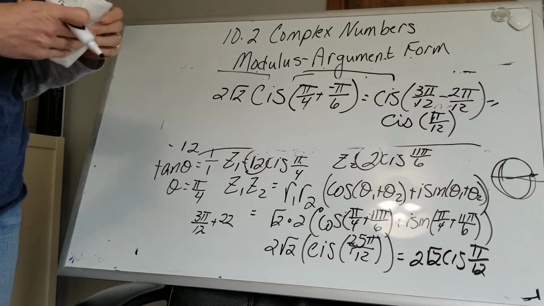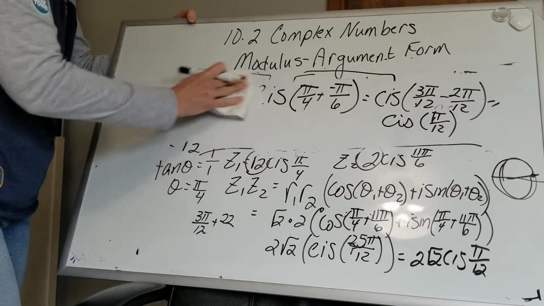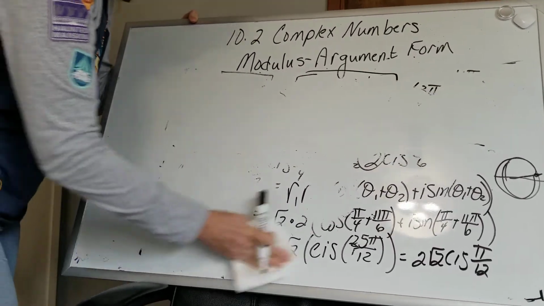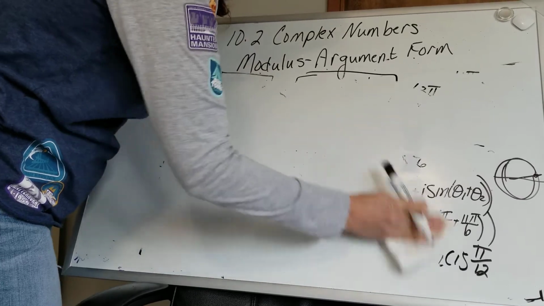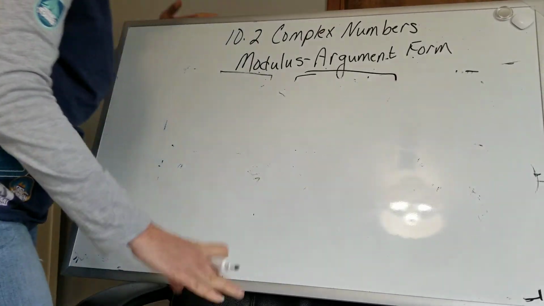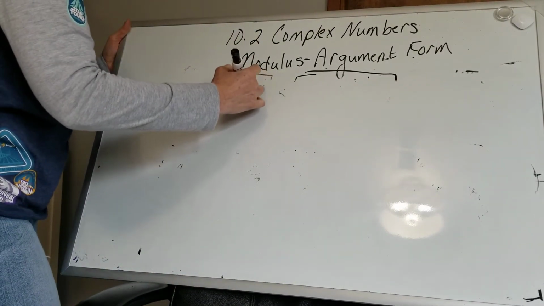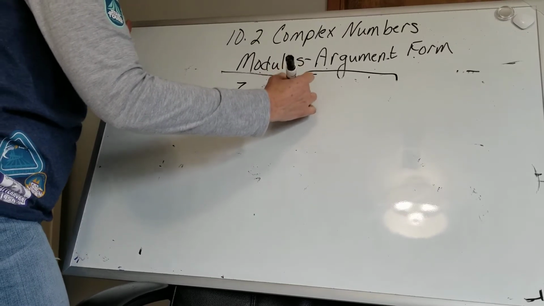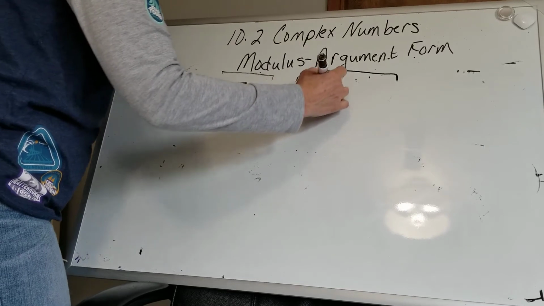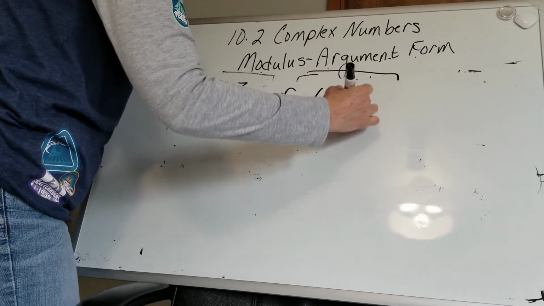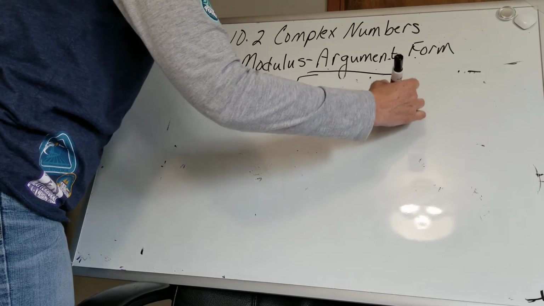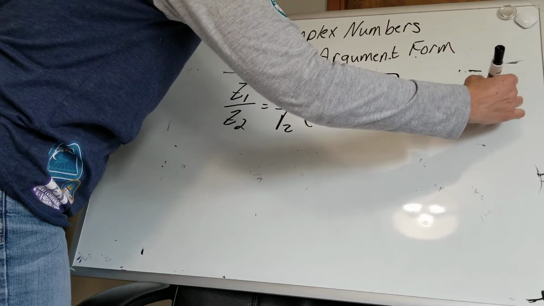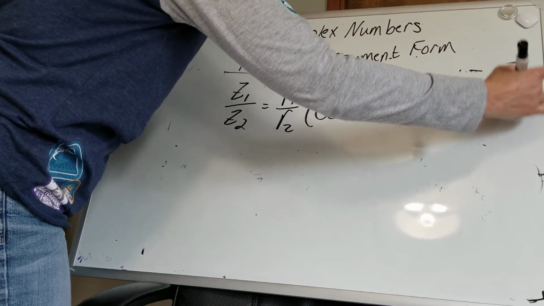Okay, so that's multiplication. I'm going to show you a division real quick. So with division, your rule's going to be, if you want to divide two complex numbers, you're going to divide the radii and you're going to subtract the angles.